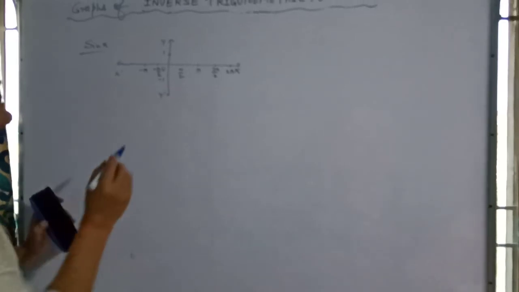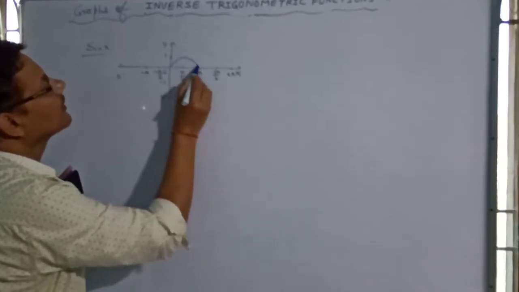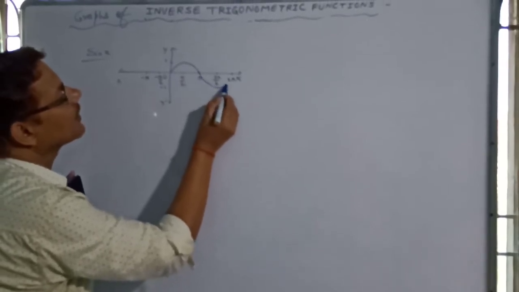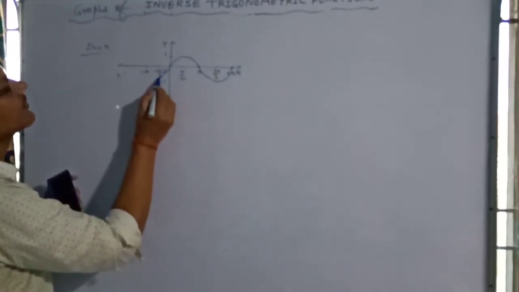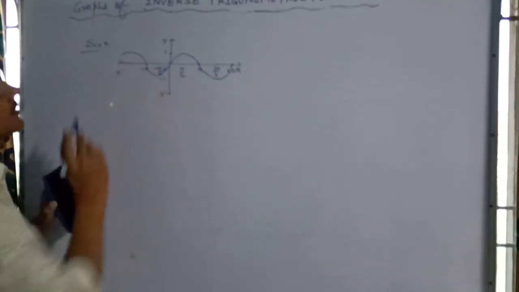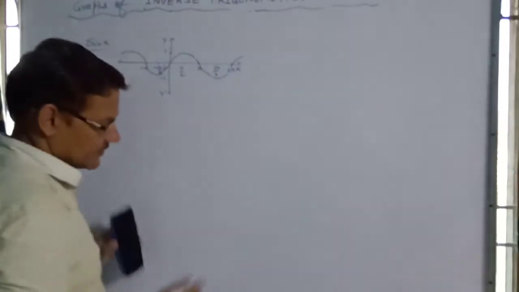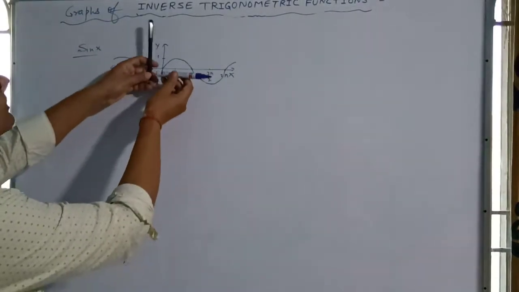Now sin 0 is 0 and it attains the maximum value at π/2, then again at π it is 0 and at 3π/2 it is -1, again at 2π it is 0, and since it is a periodic function, this is actually the graph of the sine function. To get the graph of sine inverse, we are supposed to change. This is the situation.